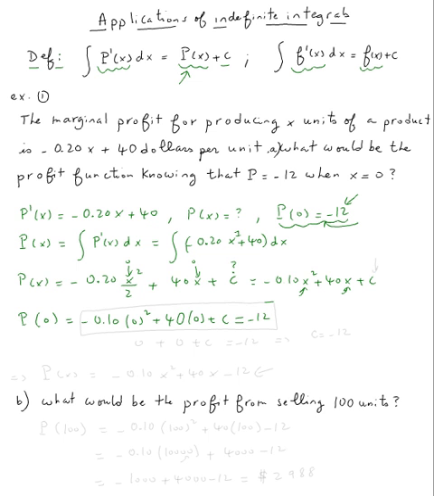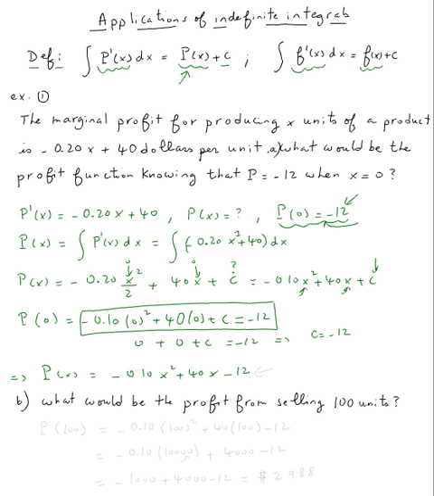Now, if you look at just this part, we can find the c pretty easily. Why? 0 plus 40 times 0 is 0, plus c is equal to negative 12, which means c is equal to negative 12. Now all we need to do is plug it back in. So now we know the constant. Therefore, the profit function is equal to negative 0.10x squared plus 40x plus the constant, negative 12. So that's our profit function.